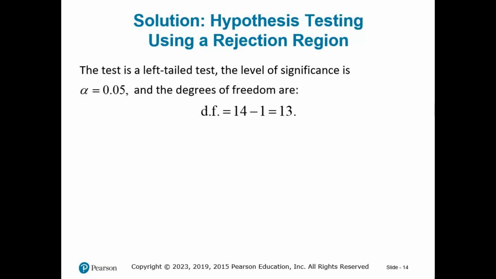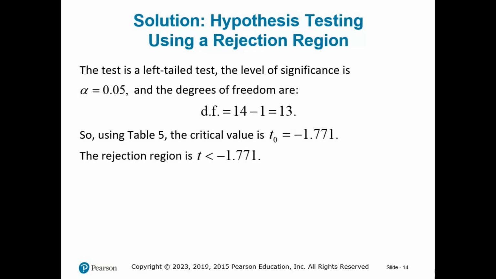How about degrees of freedom? What was n? N was 14, so n minus 1 is 13. So our degrees of freedom is 13. So use the table or your calculator with this information to come up with the critical value. You should come up with negative 1.771. And not just because your calculator gives you a negative number, but because it's a left-tailed test. So the rejection region will be to the left of this value.